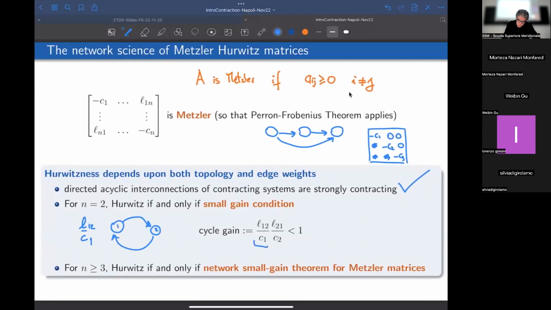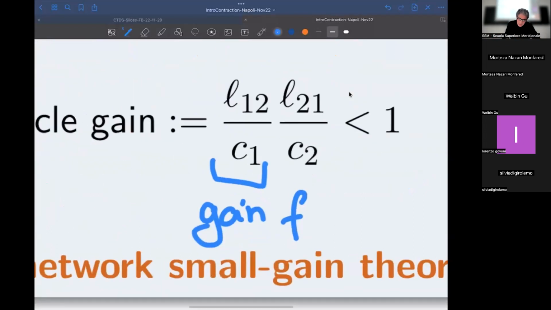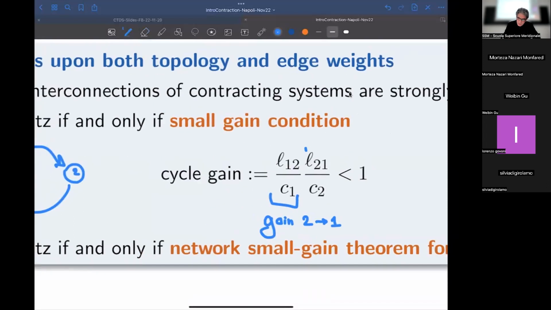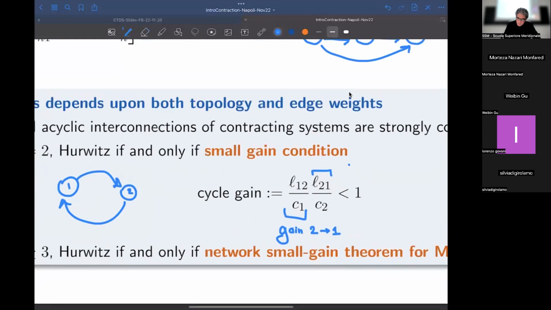So this quantity here is the gain. Sorry, I forgot to type a letter. It's the gain from 2 to 1. And now, of course, this other one is the gain from 1 to 2.